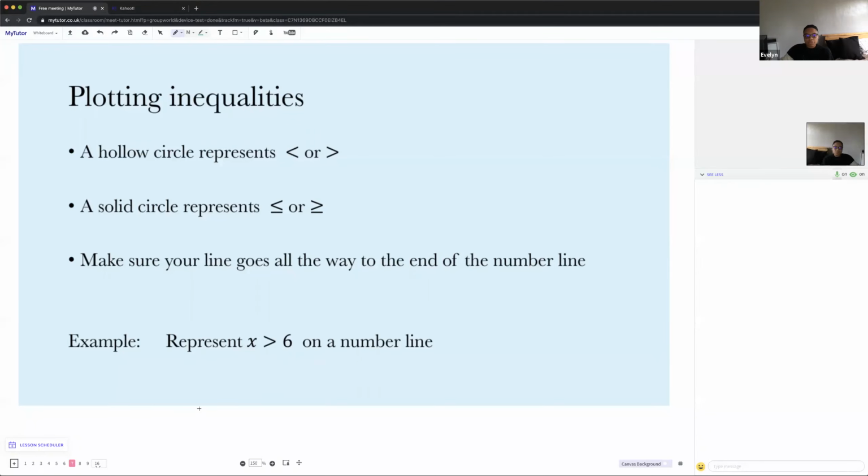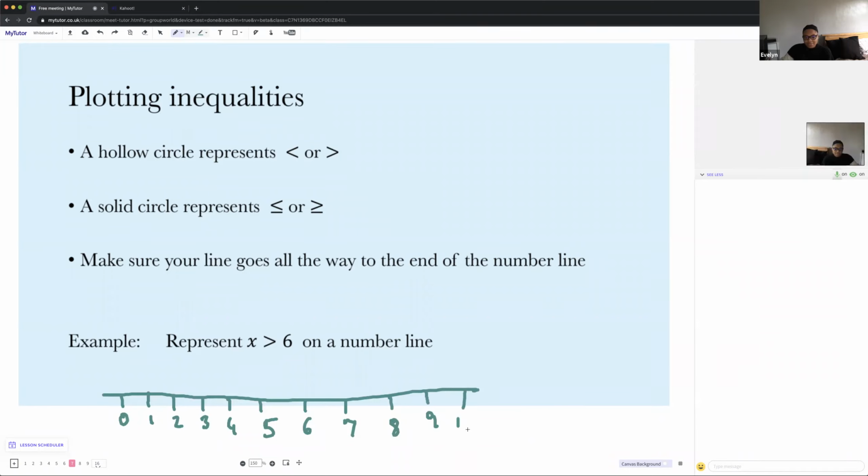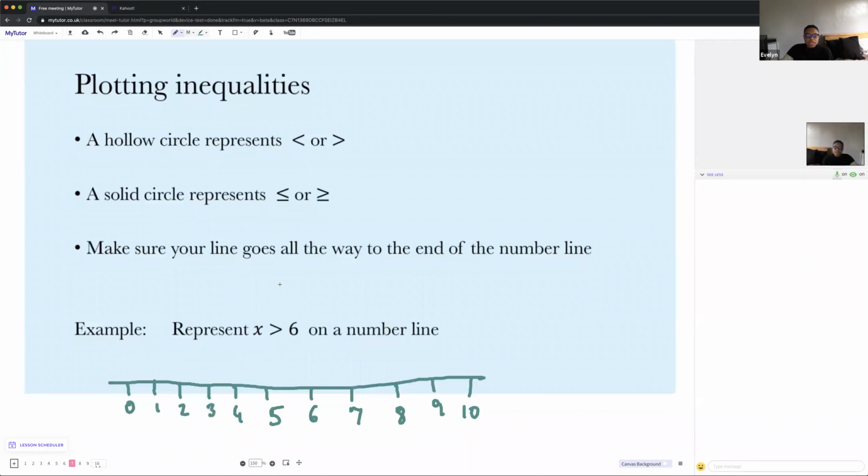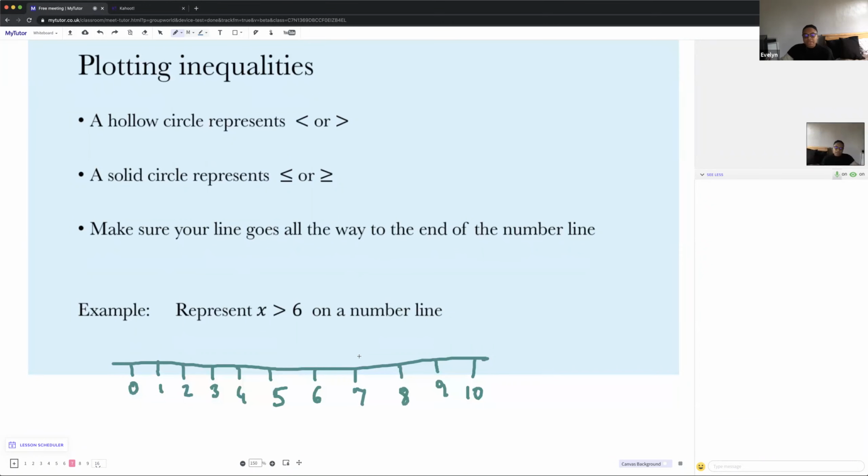So we need to draw a number line. Now, this isn't going to be very straight, but let's say that you've got 0 here, 1 here, 2 here, 3, 4, 5, 6, 7. Obviously, draw it with a ruler when you do it in an exam. And draw it as neat as you can as well, so that it's really easy to read. But we've got our number line. That's the first thing that you do.